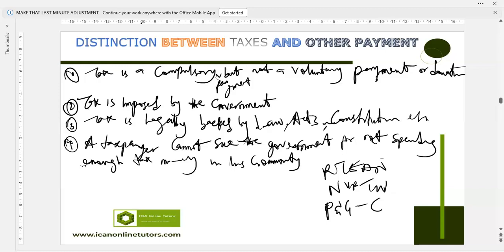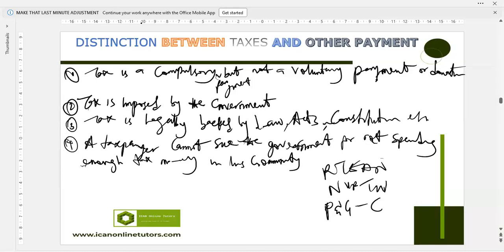We have six geographical zones in Nigeria: the southeast, the south, the southwest, and the north central, northeast, and northwest. So we have north and south. Most of the taxes are from the south, with Lagos State being number one, highly ranked in revenue generation.